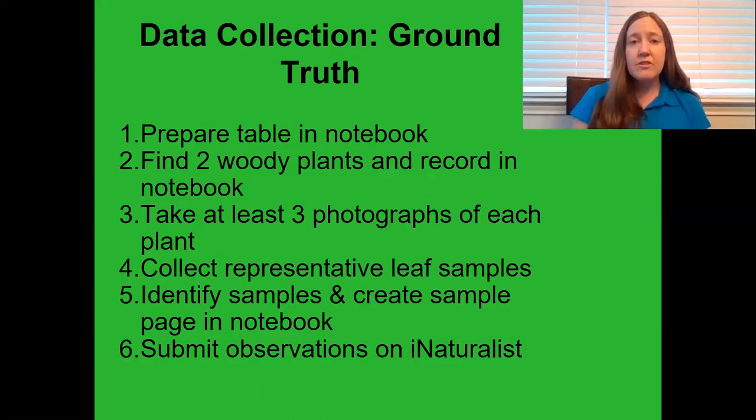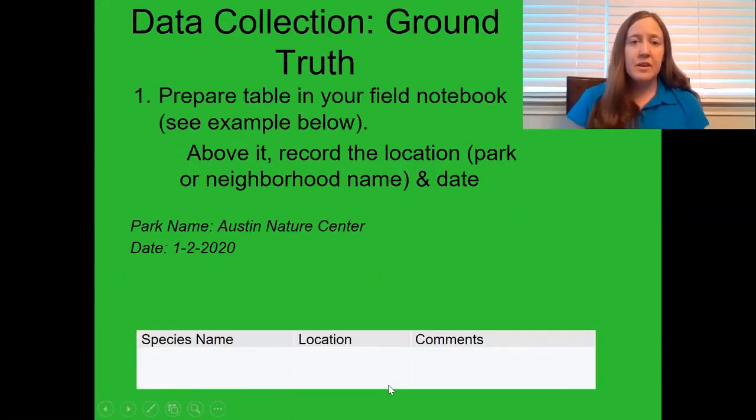So we'll go through each of these steps in some detail, starting with the table that you need in your notebook. In your notebook, you can use a pen, write out this table, 3 different columns, similar to your spreadsheet: species name, location, and comments. Above it, make sure you record your park name and the date that you're taking this data.